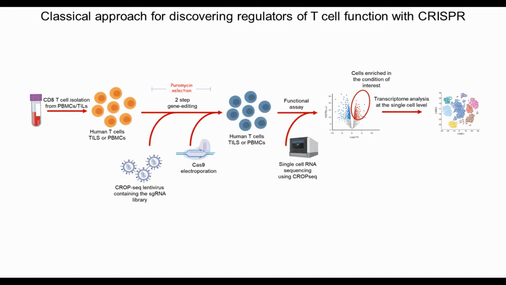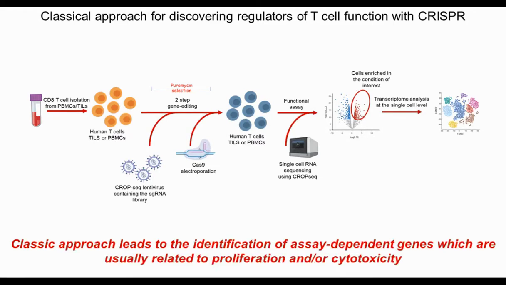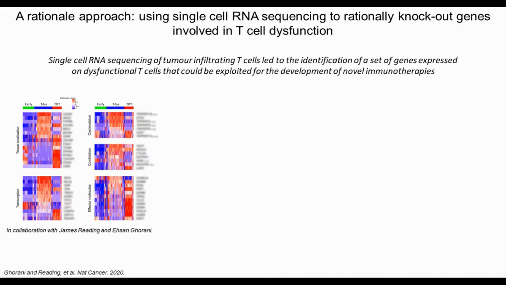The problem with this approach, which we believe is not good at all, is basically that everybody is discovering the same targets. We believe that this classic approach of discovering novel regulators of T cell function leads to the identification of assay-dependent genes. As people use functional assays that are related to cell proliferation, most of them discover the same genes related to cell proliferation.